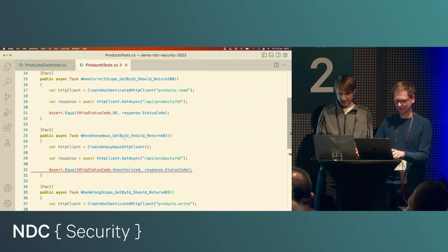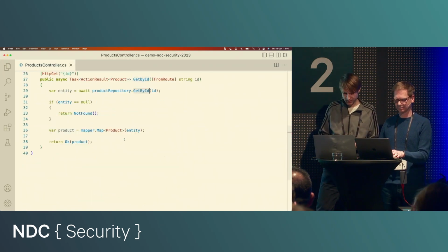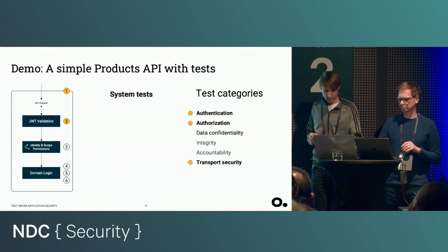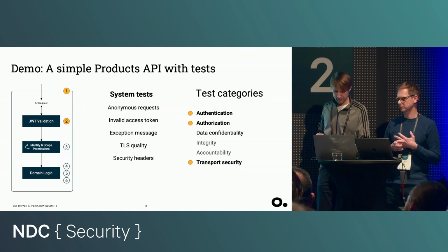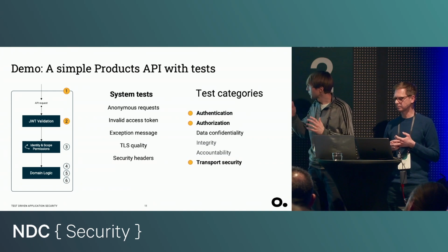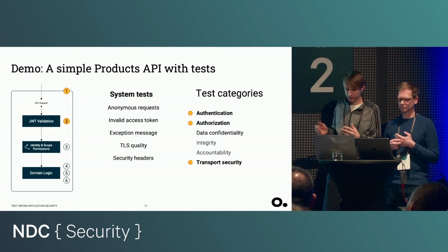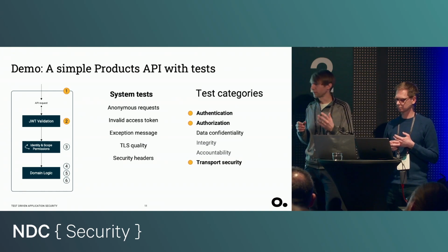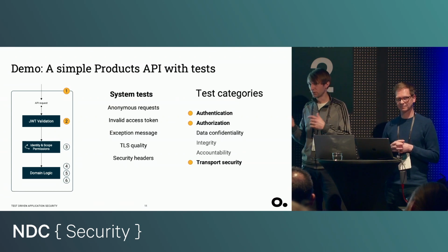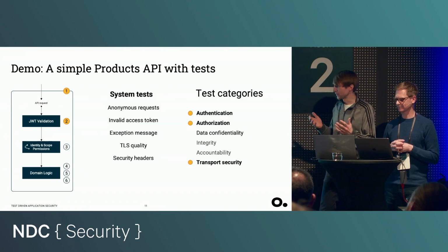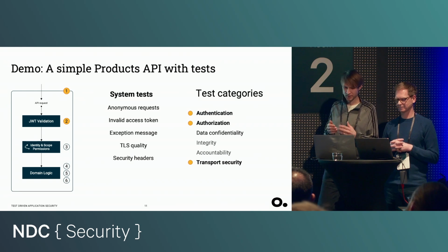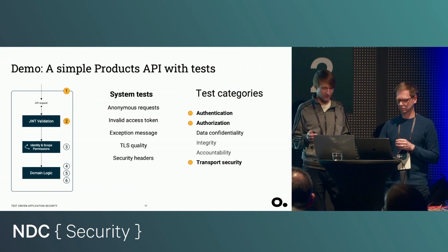So we can go back to the slides. The tests that we have shown have covered the test categories authentication, basic parts of authorization, and transport security. You could, of course, argue that validating a JSON Web Token isn't authentication, it's part of authorization. But for this demo, it really doesn't matter to distinguish between the two. So let's move on and look at the unit tests.